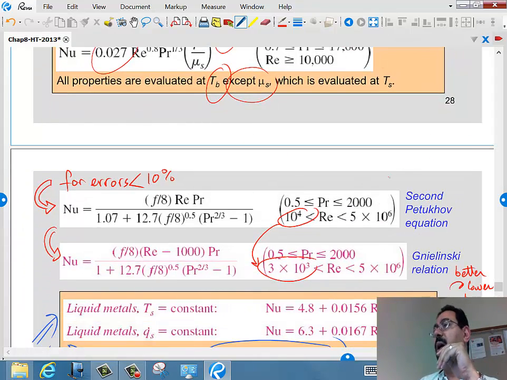And there is even a better correlation. So this is actually for error less than 10%, but those are the ranges that are associated with them. So you can see, let me get my hand here. So for Reynolds between 10 to the power 4 and 5 times 10 to the power 6, this is less than 10% error, and this one is 3 times 10 to the power 3 all the way to 5 times 10 to the power 6. So which one would you choose? So if the Reynolds number is really within this range, this should be good enough.